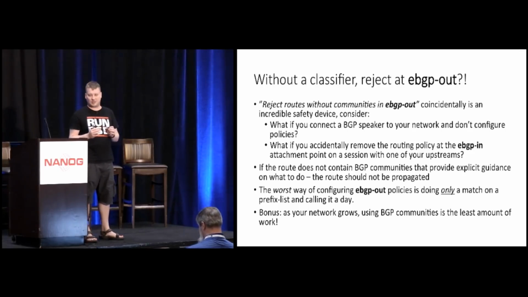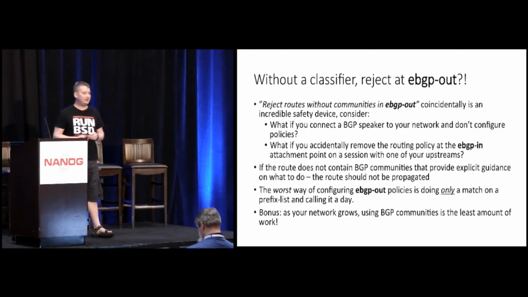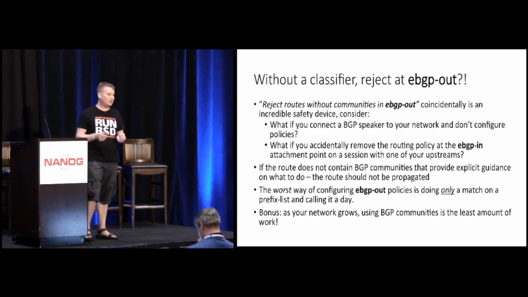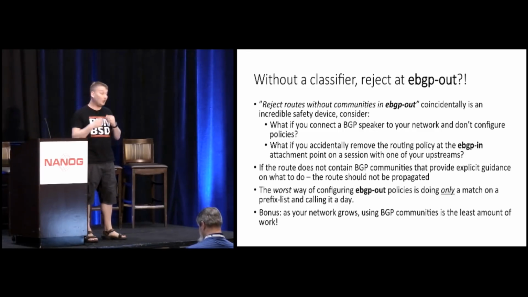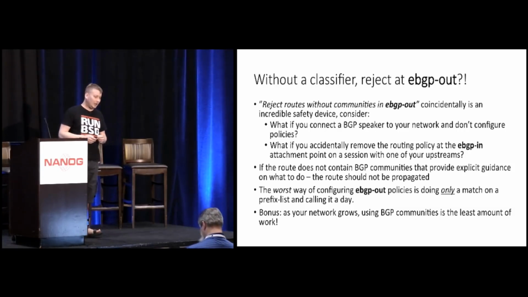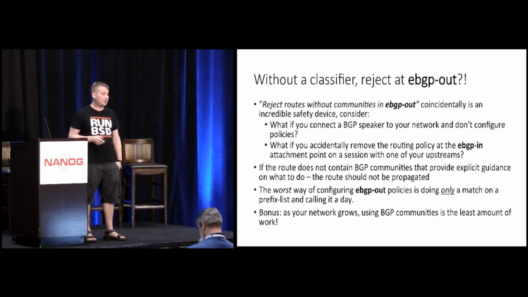It's about fault isolation. It's okay if faults stay constrained within specific domains. And one way of accomplishing that is to never propagate routes if there is no BGP community that specifically allows the route to propagate through the filter. And the worst way of configuring an eBGP out policy is by doing prefix matching, which routes you want to propagate to your neighbors at that point in the network topology.